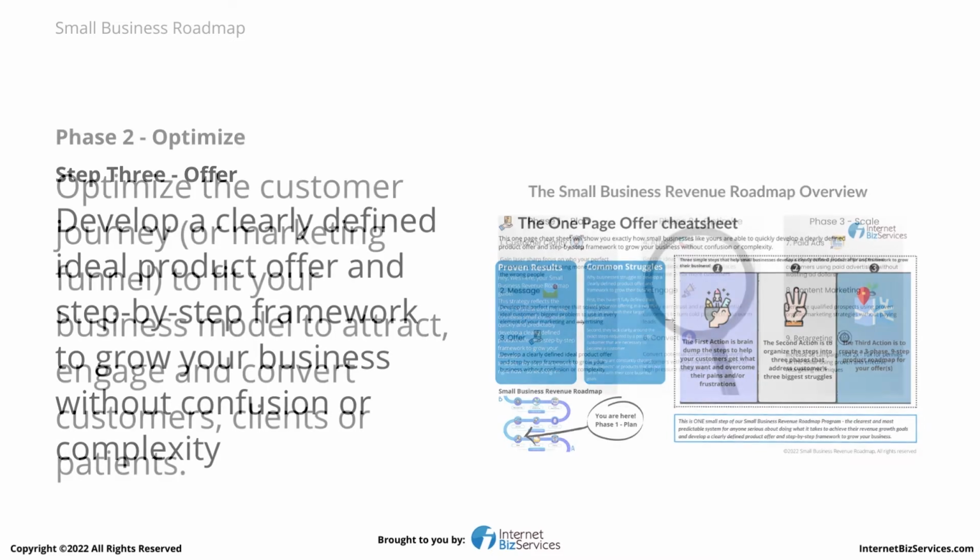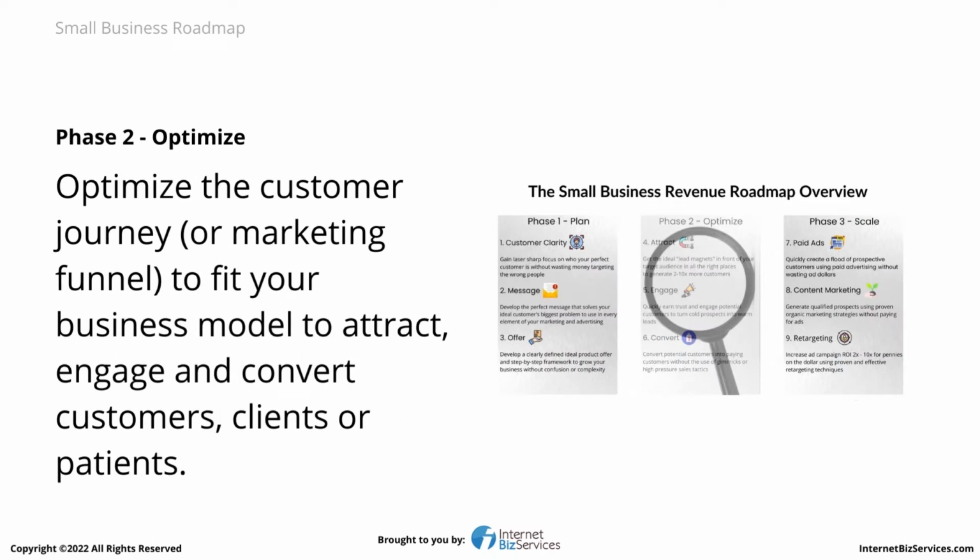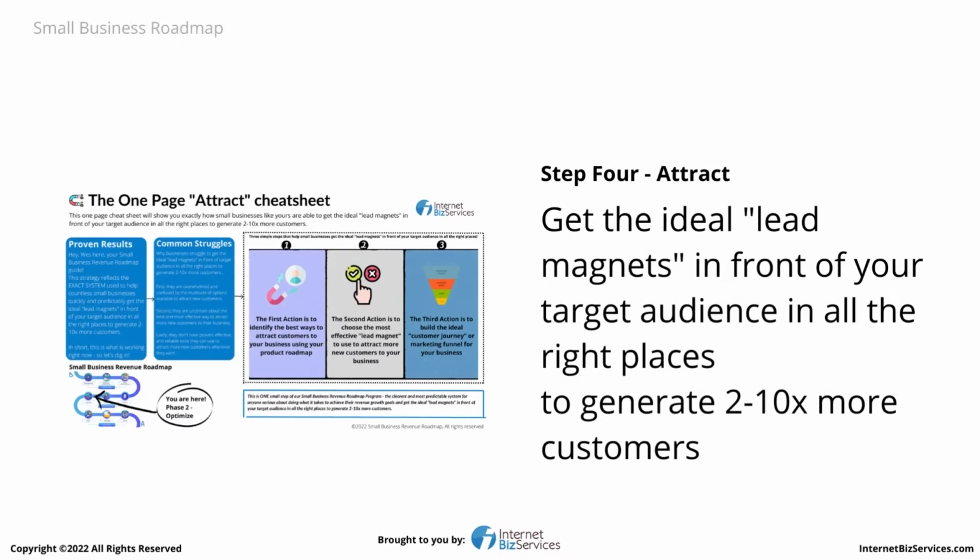Okay, the second phase is to optimize, and optimizing the customer journey, or what we call the marketing funnel, to fit your business model and attract, engage, and ultimately convert customers, clients, or patients, depending on the type of business you have. The first step of this phase, and basically the 4th step overall, is attract. And that's to get the ideal lead magnets in front of your target audience in all of the right places to generate 2 to 10 times more customers as a result.